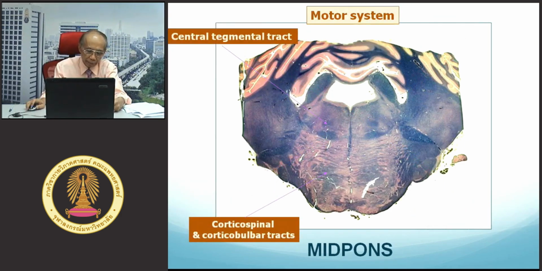The motor system includes the corticospinal tract, corticobulbar tracts, and central tegmental tract.